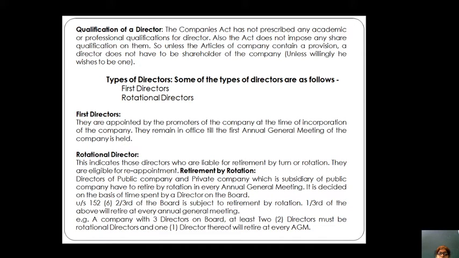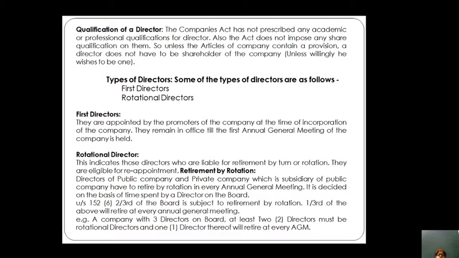Now, retirement by rotation. What is retirement by rotation? Directors of a public company and of a private company which is a subsidiary of a public company have to retire by rotation in every annual general meeting. Okay, we have seen what company meetings are. In that we have seen the annual general meeting, a general meeting which is held once in a year. So directors of a public company or a private company which is a subsidiary of a public company have to retire by rotation in every annual general meeting.